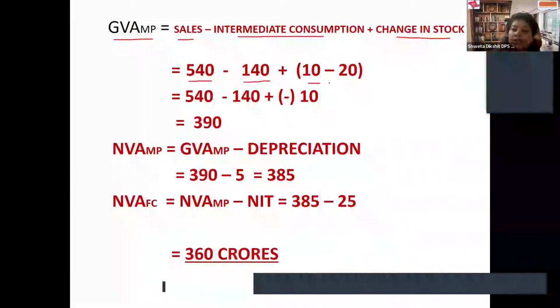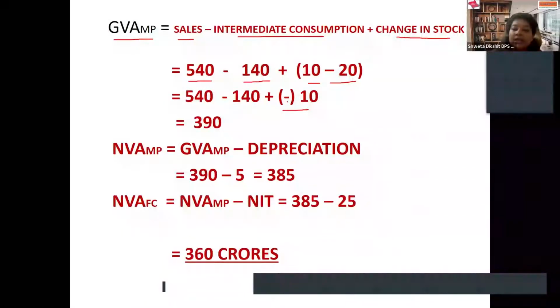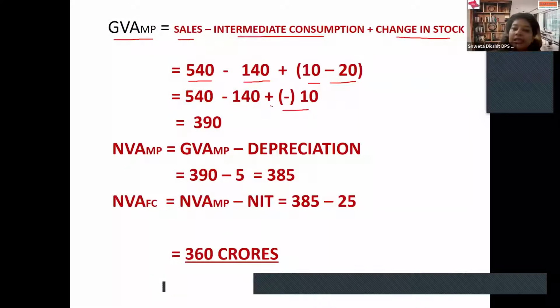Closing minus opening, 10 minus 20 is equal to minus 10. So 540 minus 140 is equal to, I'm sorry, it has to be 400. Now, out of this 400, we know algebraically that plus and minus become minus. I repeat, plus and minus become minus. So the treatment over here will be 400 minus 10, which is 390. So the value of GVA at MP is 390.